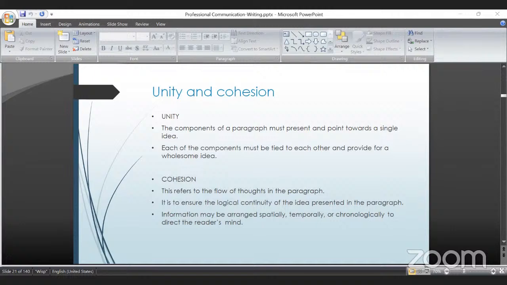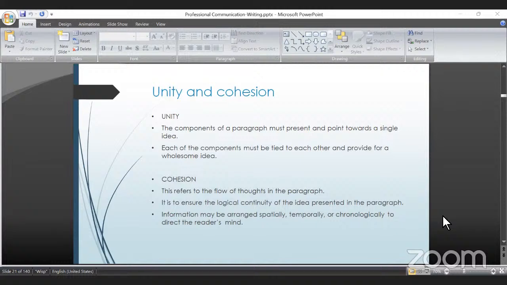So the method or the methodology we use is the same. Only those devices change, in order to indicate that now we are talking about something that is chronological, or something that is spatial or temporal, right? So to show arrangement, you'll use different devices, but the process remains the same. The devices change, but the process remains the same.